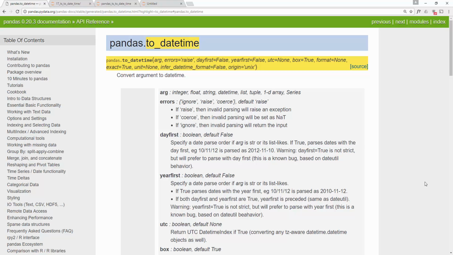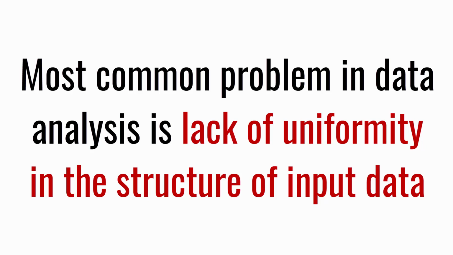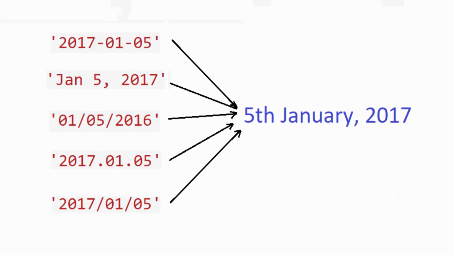Dear friends, in this tutorial we are going to cover two DateTime methods of pandas to see how they can be used to process dates and times. One of the common problems in data analysis is the lack of uniformity in the structure of input data. For example, 5th January 2017 can be represented in all these different formats, and many times when you're processing data, it can come in any of these string formats, and the challenge for you is to convert it to a common concept called 5th January 2017 as a datetime data type. I'm going to show you how you can use the to_datetime function to perform this conversion.